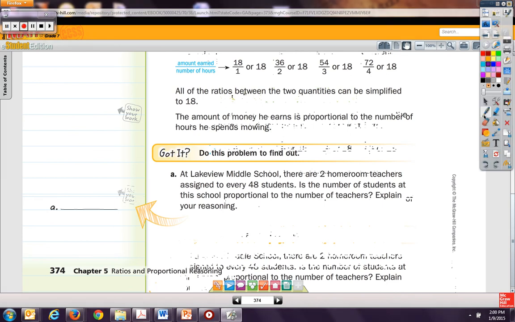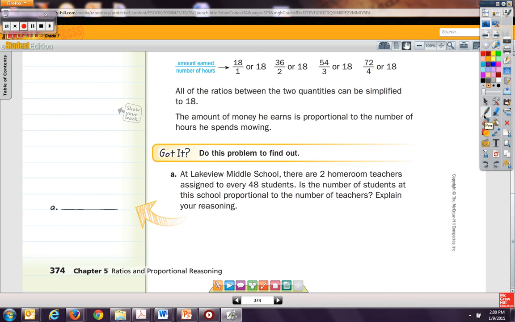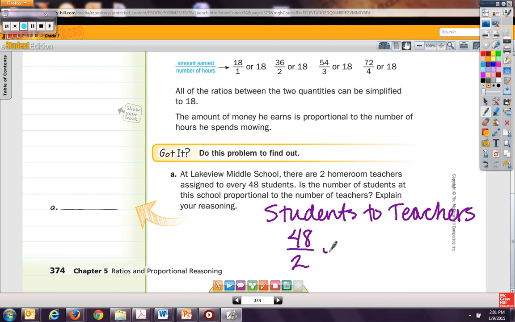At Lakeview Middle School, there are 2 homeroom teachers assigned to every 48 students. Is the number of students at the school proportional to the number of teachers? So for every 48 students, there are 2 teachers. So the ratio of students to teachers is 48 to 2, or 24 to 1. If I took 24 and multiplied it by 2, I got 48.